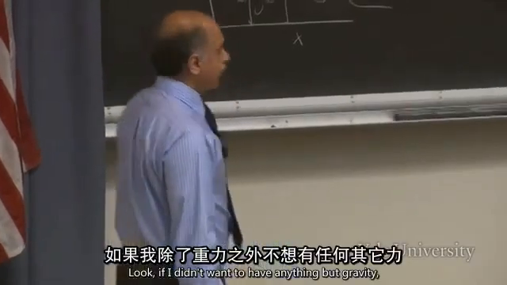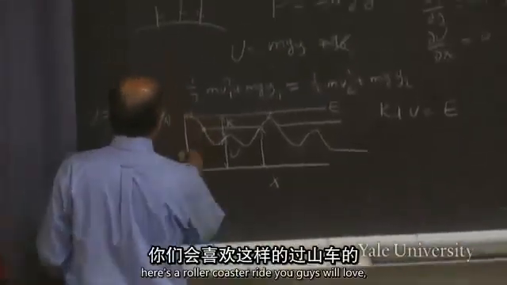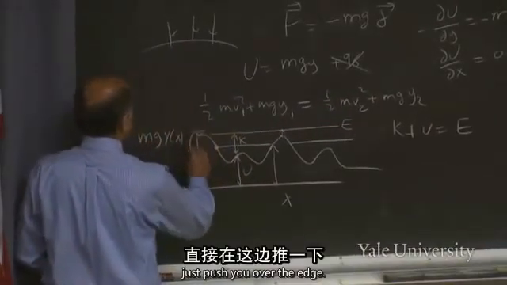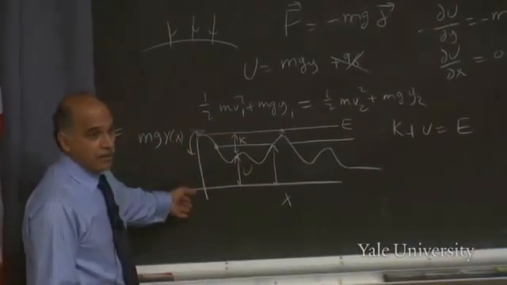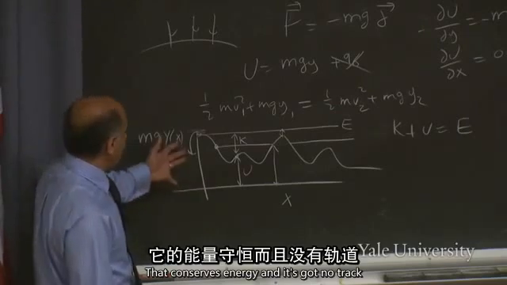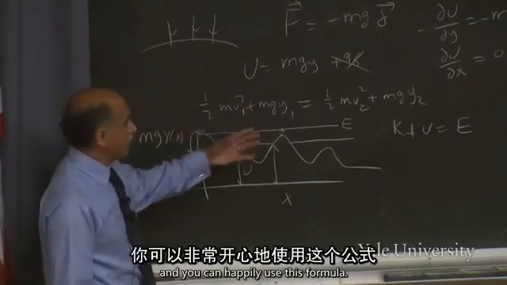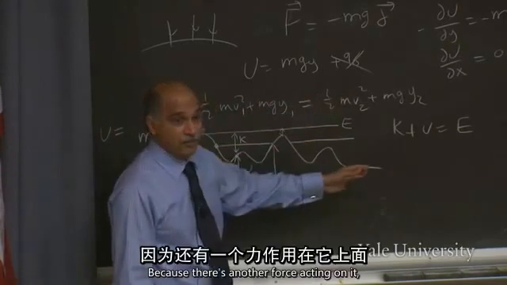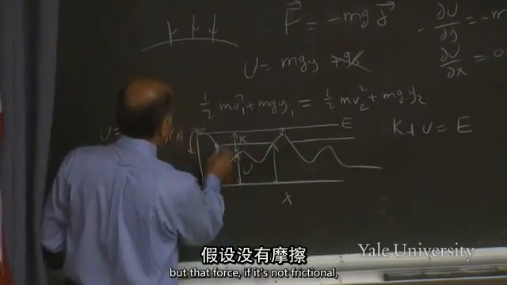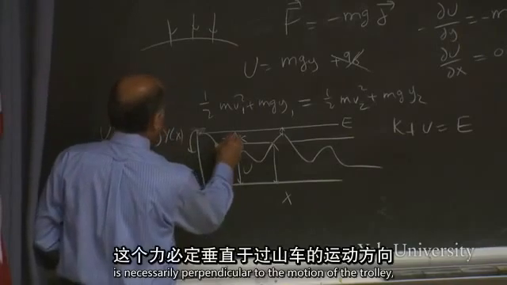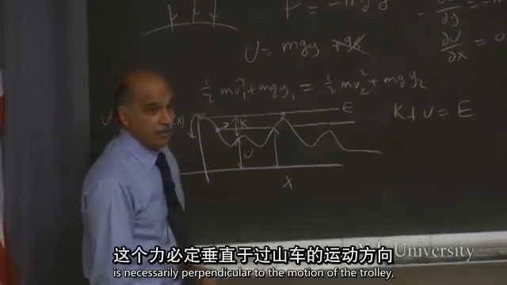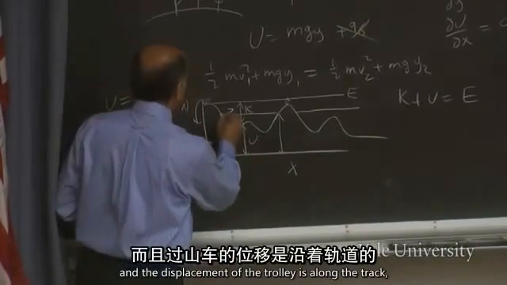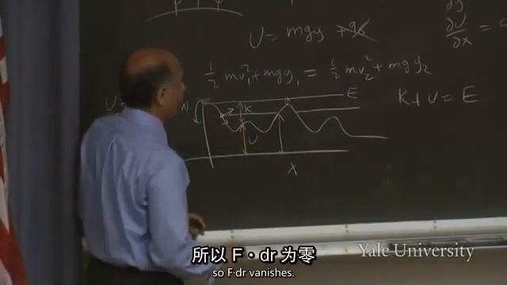Look, if I didn't want to have anything but gravity, here's a roller coaster ride you guys will love. Just push you over the edge. Okay? That conserves energy, and it's got no track. And it's got the only gravitational force, and you can happily use this formula. Why am I paying all this money? Because there's another force acting on it. But that force, if it's not frictional, is necessarily perpendicular to the motion of the trolley. And the displacement of the trolley is along the track, so F dot dr vanishes.